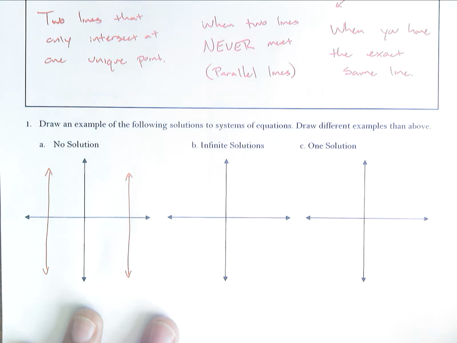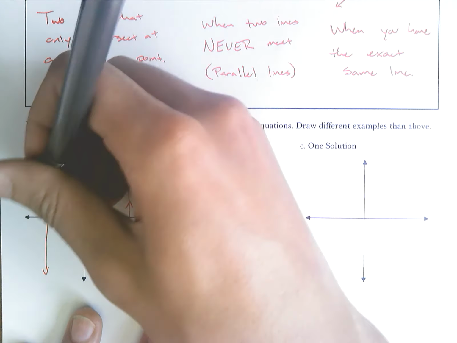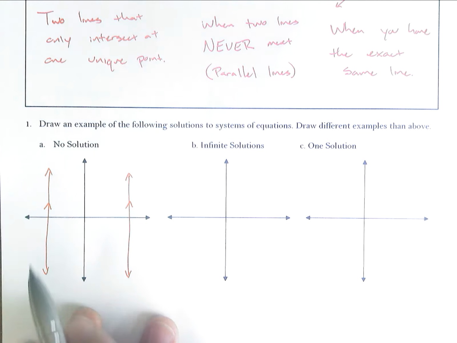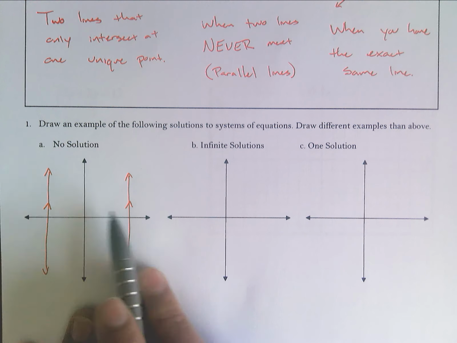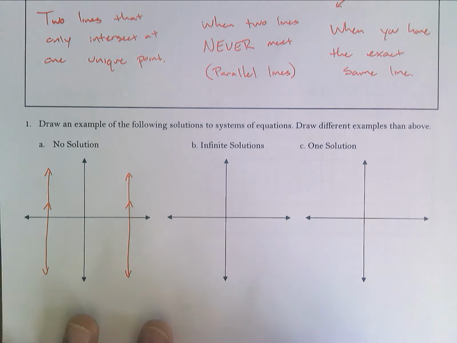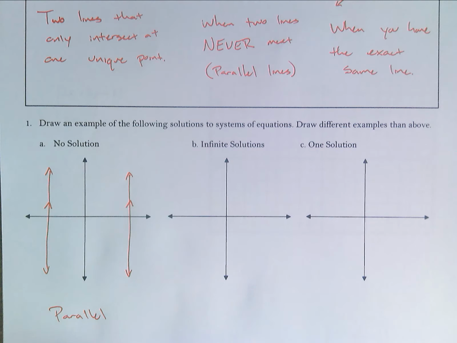All vertical lines are parallel. So the set of vertical lines have no intersection. Unique vertical lines have no intersection, so these are parallel. I'm going to draw on these little arrows. You're going to learn this in geometry. These little arrows denote that these are going in the same direction. These are parallel. So these are parallel lines. They have no solution.